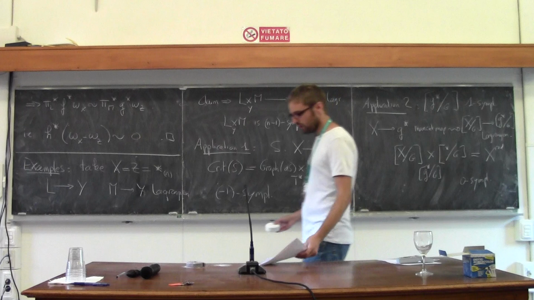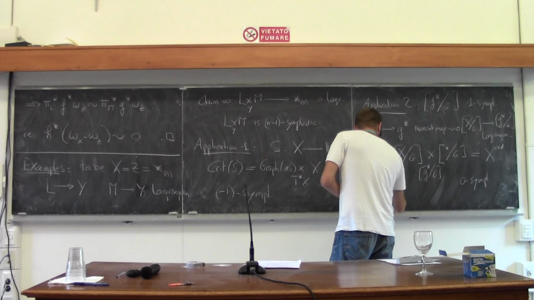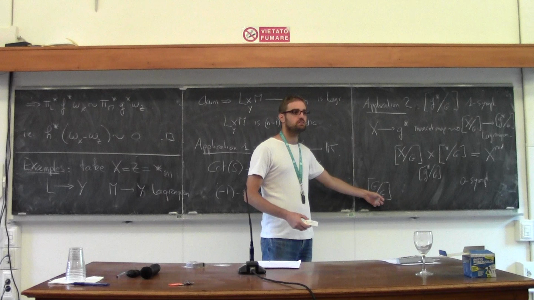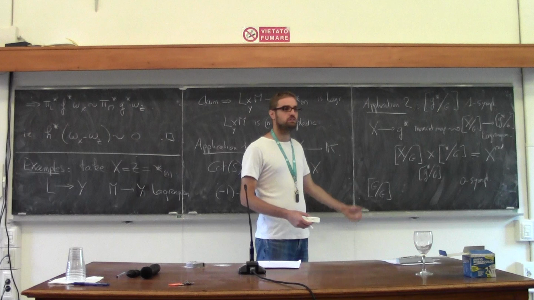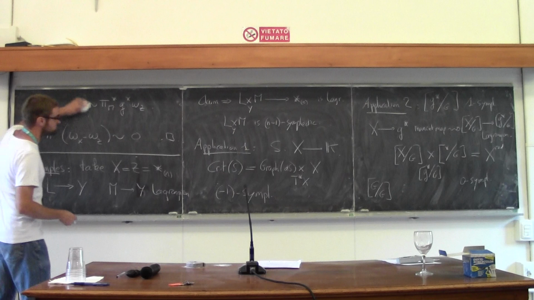Just as a comment, I told you yesterday that when G is a reductive group, that space is also one symplectic. And you can reinterpret the quasi-Hamiltonian reduction of Alekseev, Malkin and Meinrenken in the very same way. But I won't say which one.